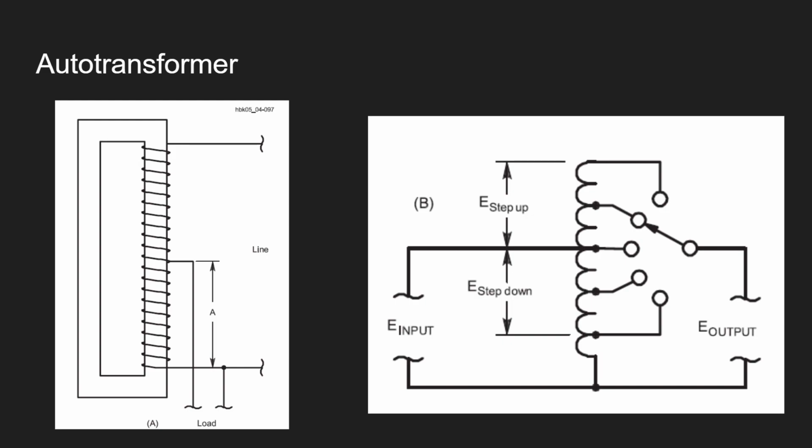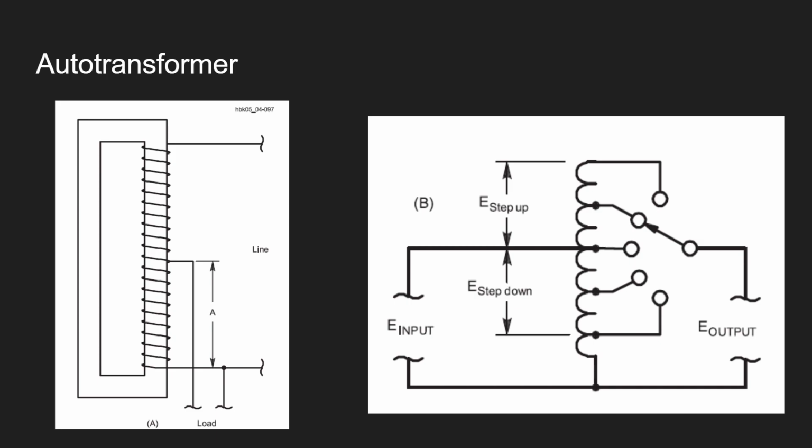Say this part is the input, the primary. Then this part can act as a secondary. But if we flip it, if we use this part as the primary, we can use the other as the secondary. This is how the auto transformer works. The same coil can do both the job of primary and secondary. So it saves space, and you don't need two coils.